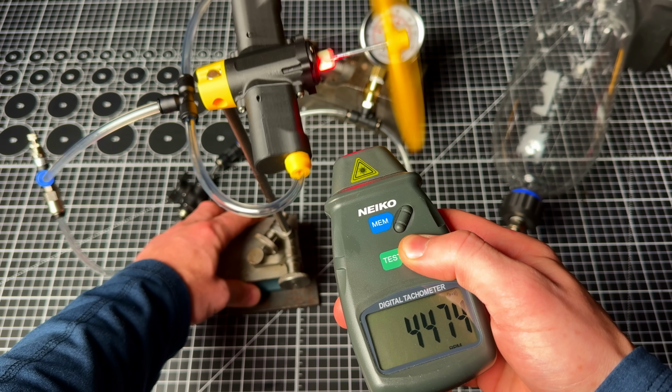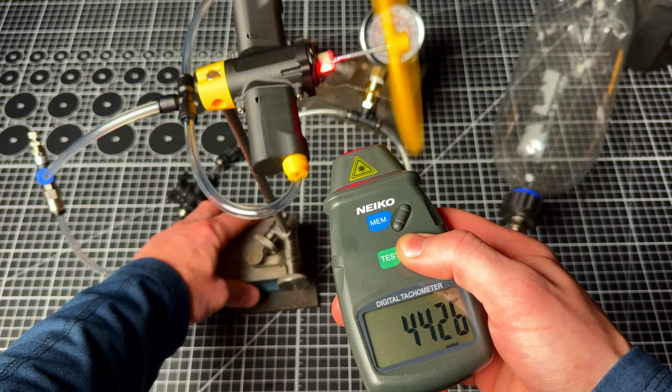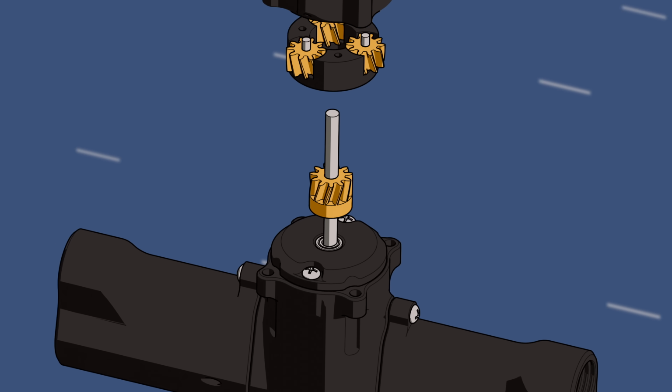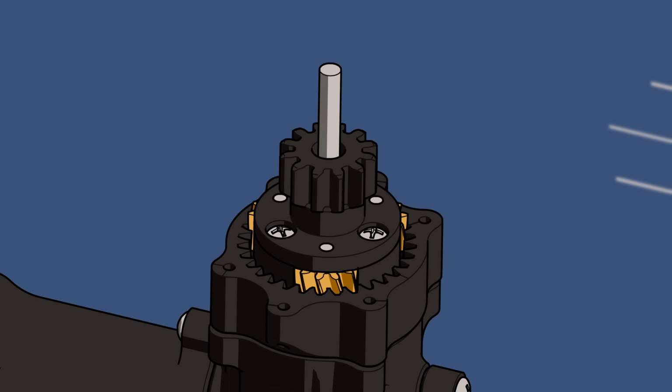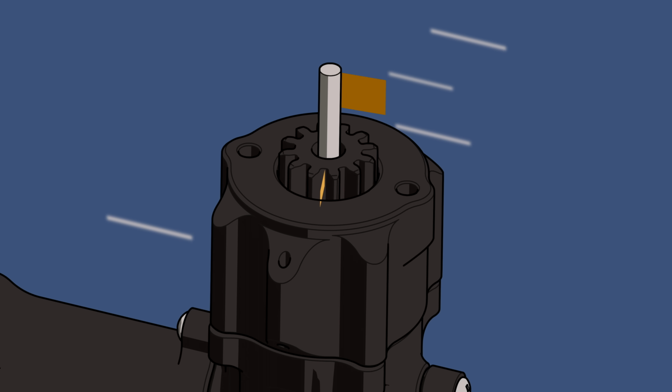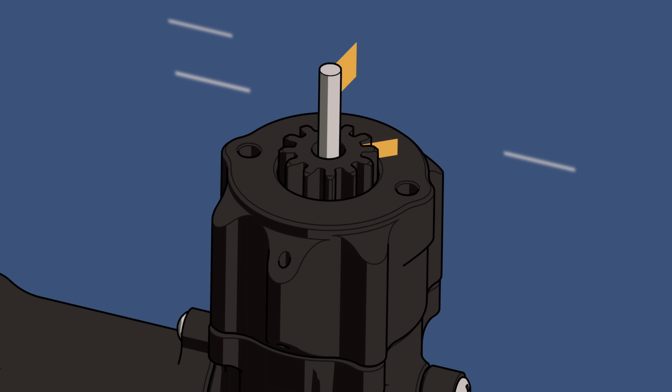So we're getting over 30 seconds of runtime at about 4500 RPM. That's great because it means we can tune a gearbox to give us more torque at a higher speed. In this case, I'm just guessing, but I'm starting with about a 4-to-1 ratio.